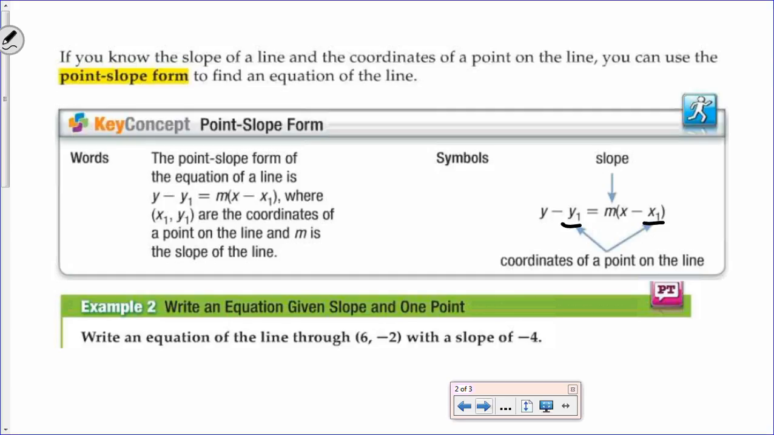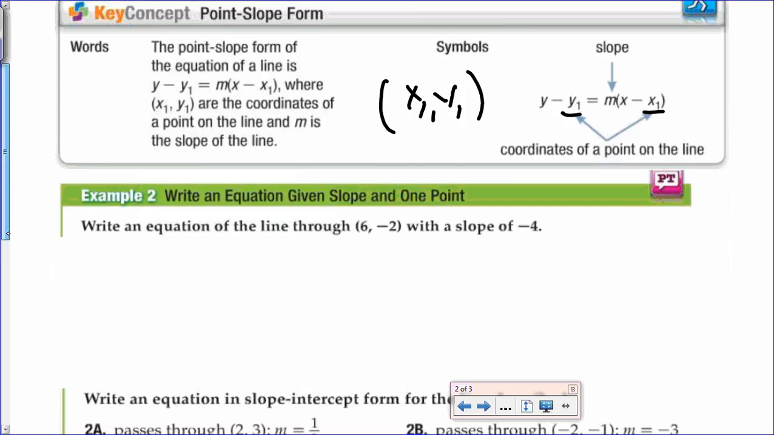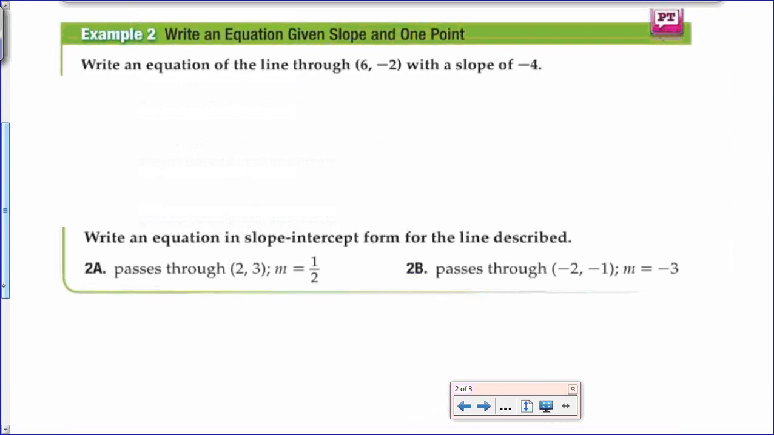So again, you see that y1, x1 just comes from a point, any point that is on that line. That point again would be the ordered pair x1, y1. We're going to apply this formula on a couple of examples. We use point slope form when we're given a slope and a point, or enough information to find a slope and a point.